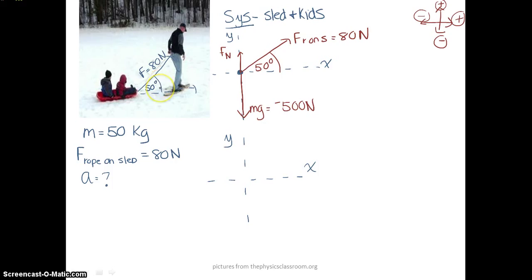So what I'm going to do now is add in the forces that are already okay. They already exist exactly on an axis. And then I'm going to resolve that force that's not okay, this force of rope on the sled, into its x and y components.